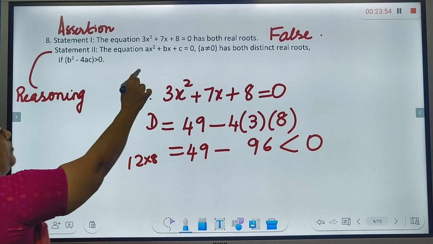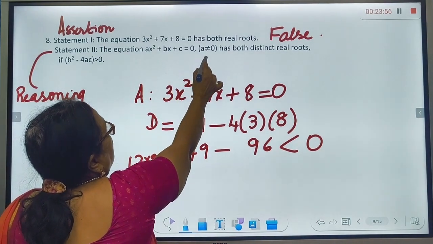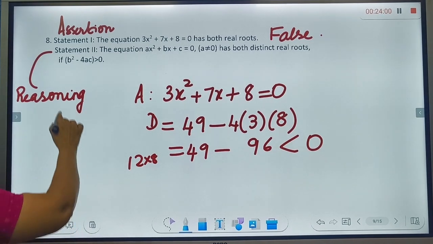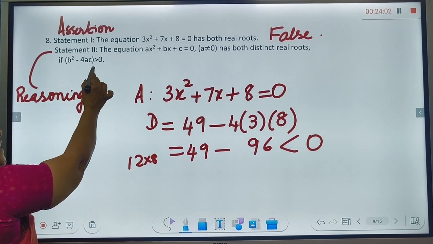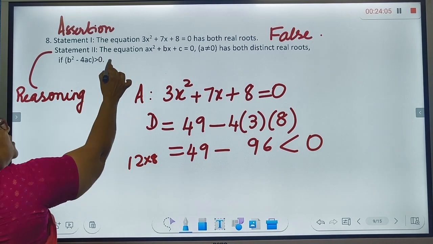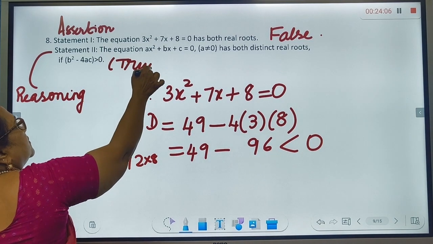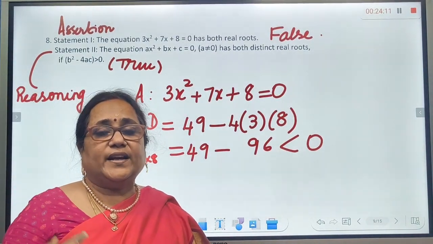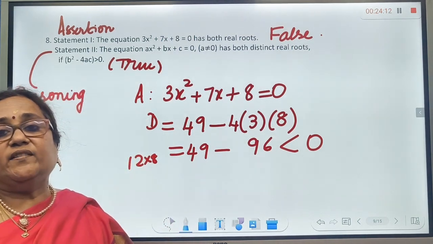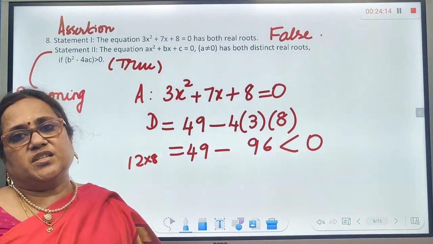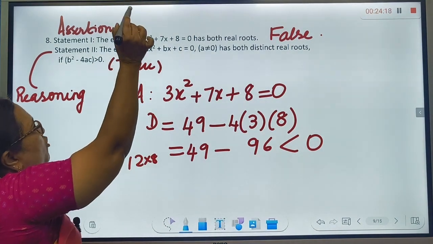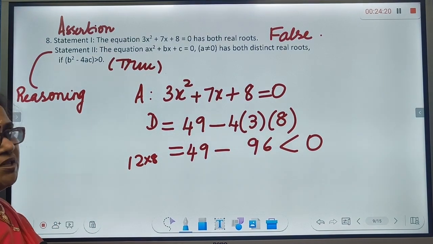The equation ax square plus bx plus c equal to 0, where a is not equal to 0, has both distinct real roots if b square minus 4ac is strictly greater than 0. This is a true statement. We know that if b square minus 4ac, the discriminant, is strictly greater than 0, it will have two real and distinct roots. So the statement 1, assertion, is false. The reasoning is a true statement.